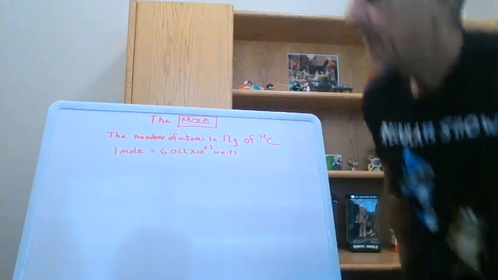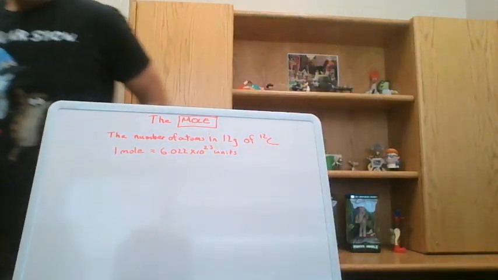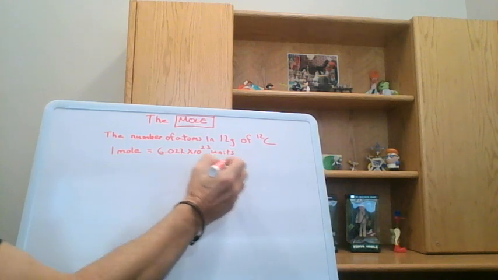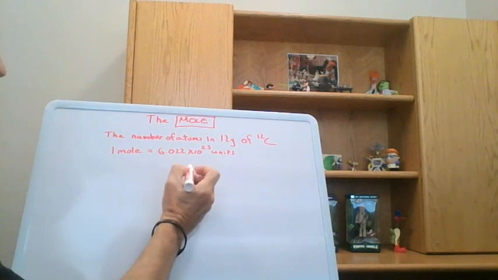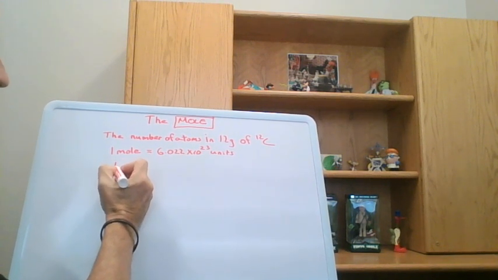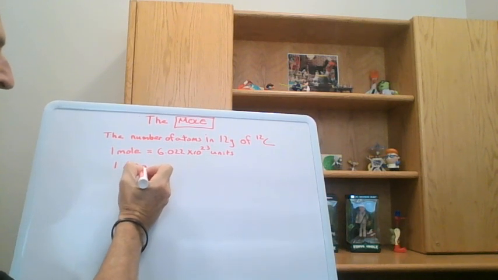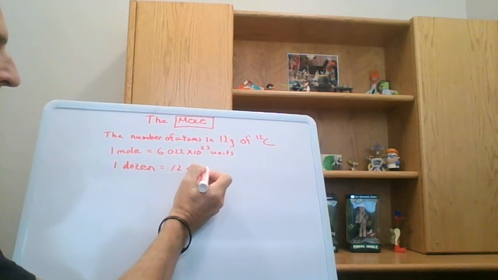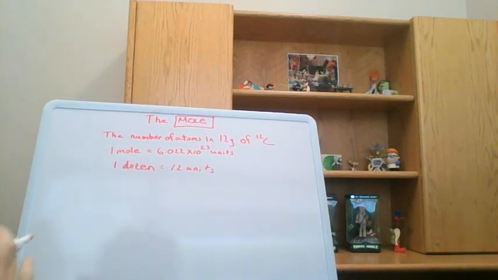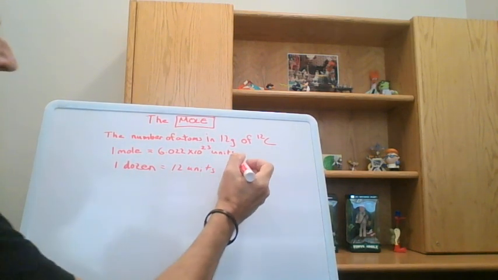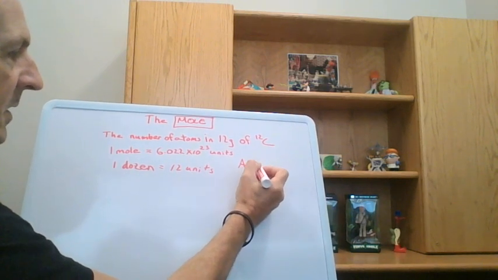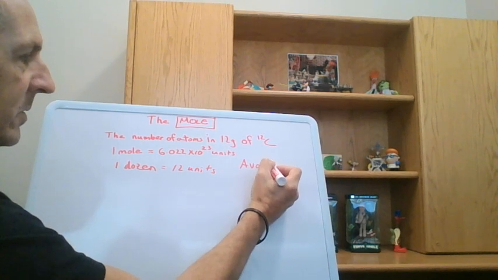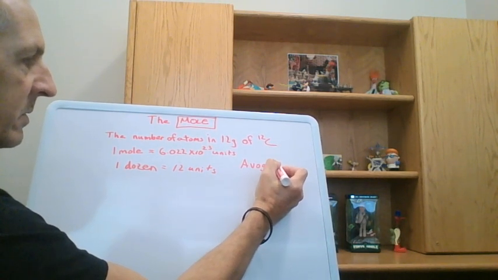So that's a lot of atoms, but a mole is used the same way as a dozen, and then a mole equals 6.022 times 10 to the 23 units, and this is the same as saying 1 dozen equals 12 units of something. So it's just a word that represents a number of units. And this number here, 6.022 times 10 to the 23rd, is known as Avogadro's number.